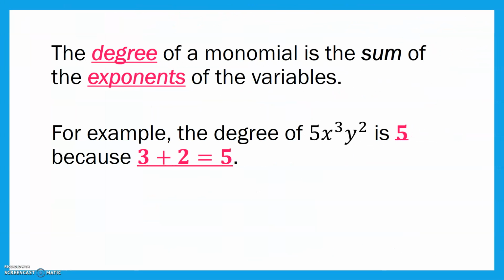The degree of a monomial is the sum of the exponents of the variables. So for example, the degree of 5x^3y^2 is 5, because 3 and 2 are the exponents of the variables. 3 plus 2 equals 5, and so the degree is 5. Now, you only add the exponents when it's a monomial. Notice there are no addition or subtraction signs in a monomial.